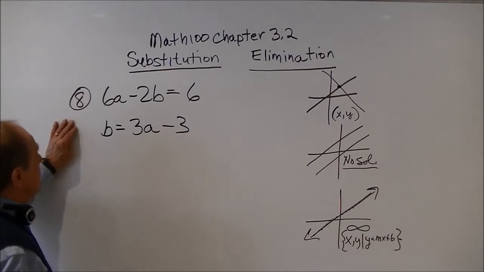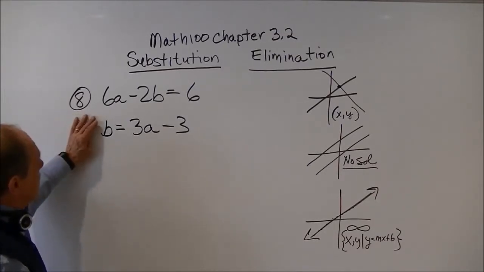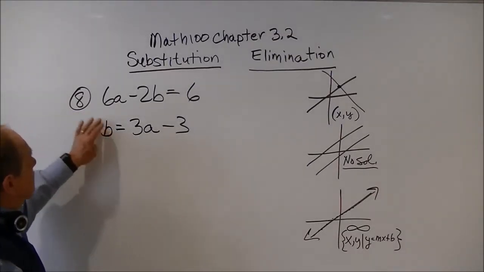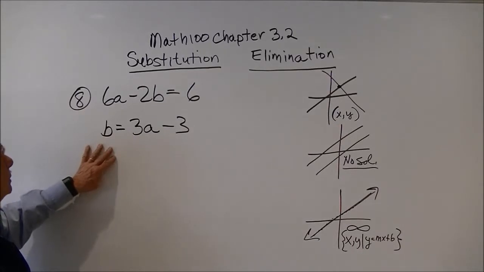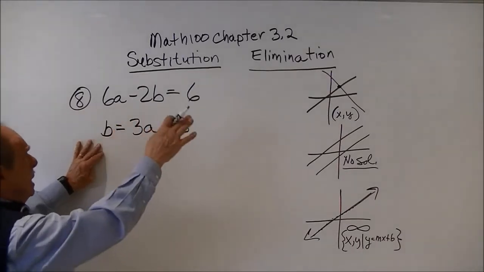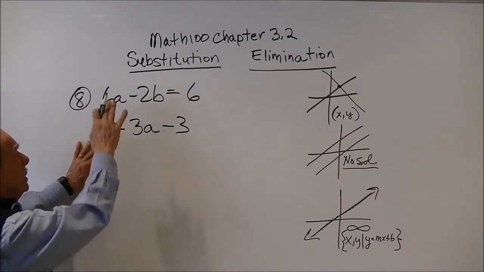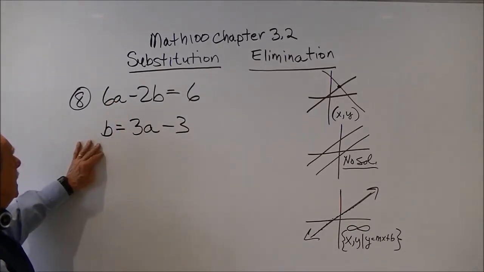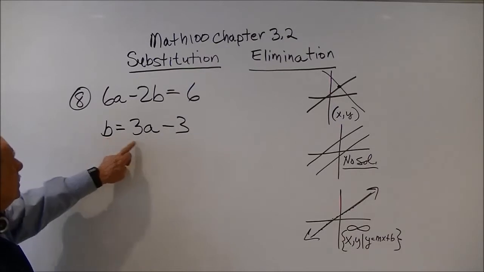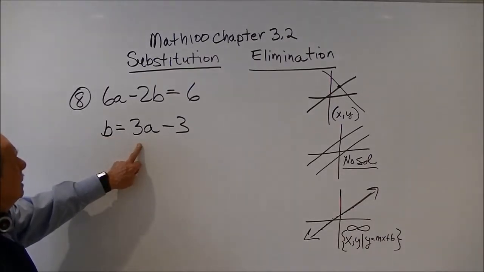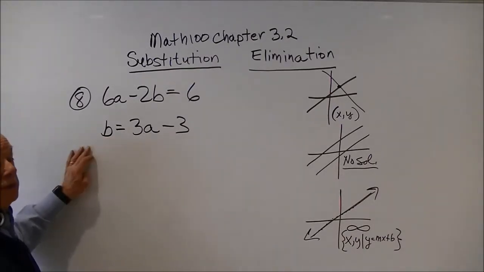As we go on to number 8, we look and say, well, what method should we use? Now, we could use elimination. They're not in the right form to do it. Or we could use substitution, because look, they're saying B equals something. So let's use substitution.